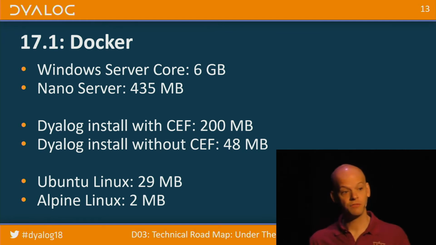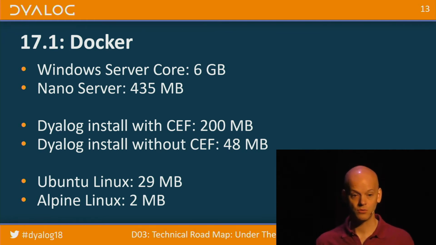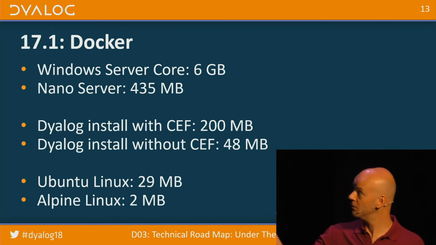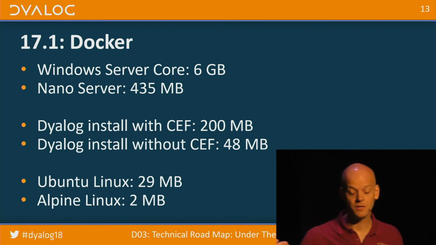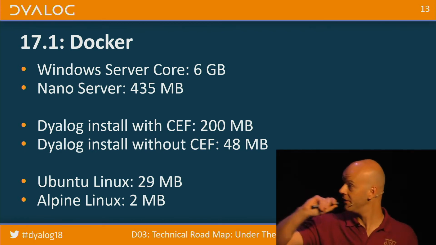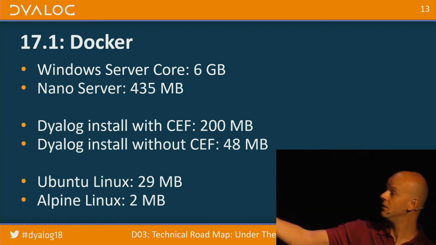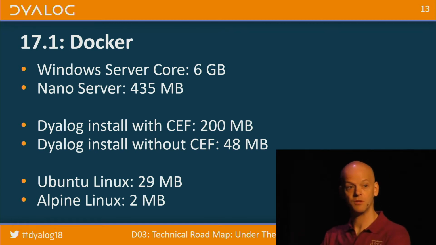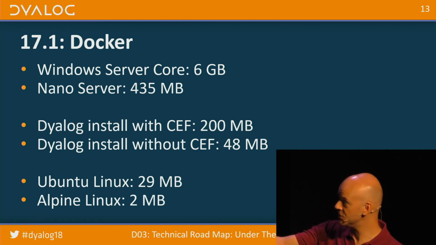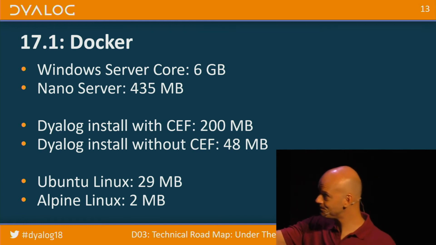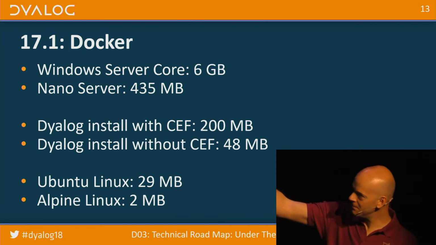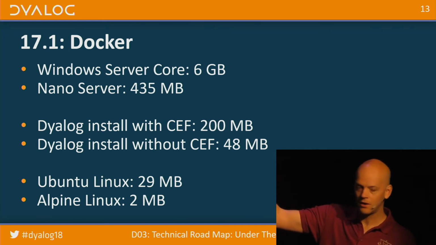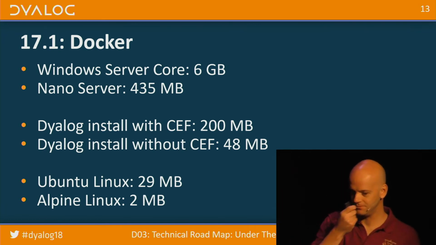Microsoft have something called Nano Server, which is a drastically cut down version of Windows, which comes in at under 0.5 gigabyte. Whereas at the other end of the scale, if you run on a completely minimalist Linux distribution that's custom built for running in the cloud, you can get images as small as 2 megabytes. So sitting in the middle there are Dyalog APL installations.